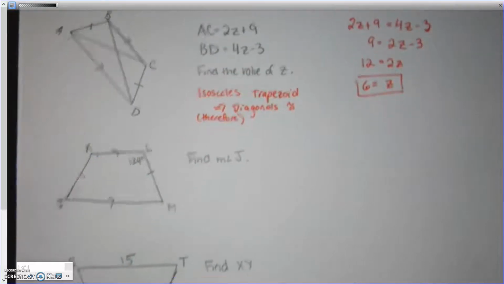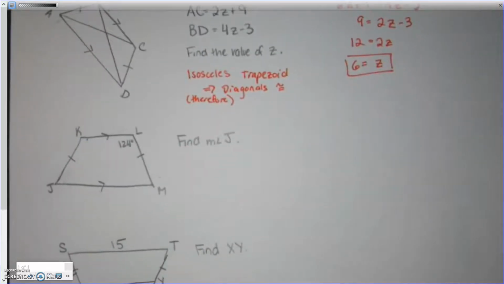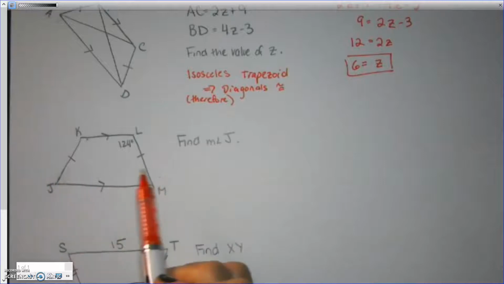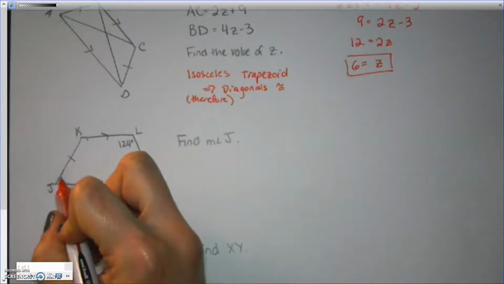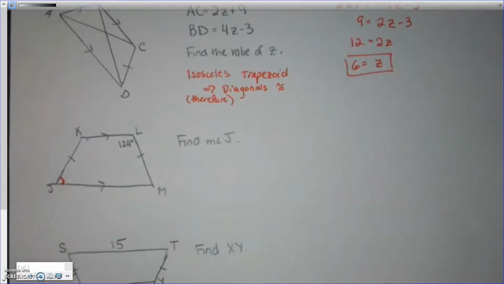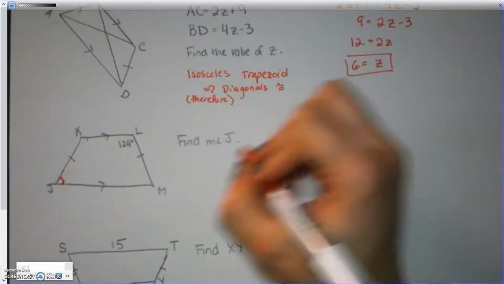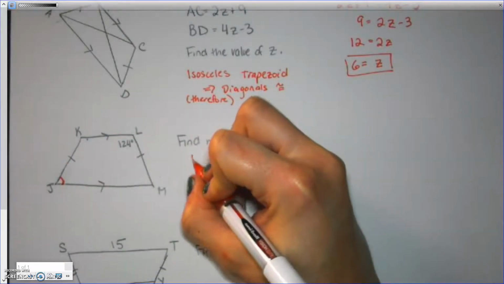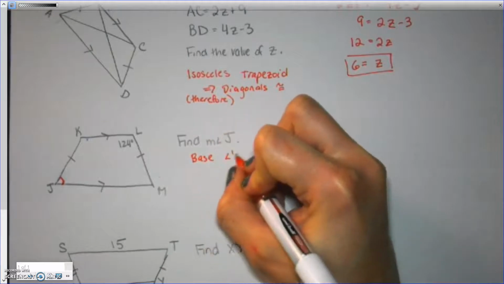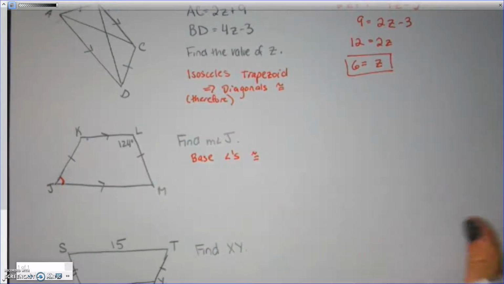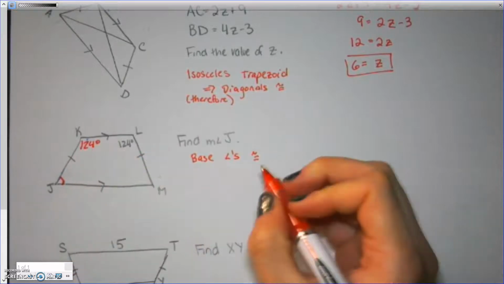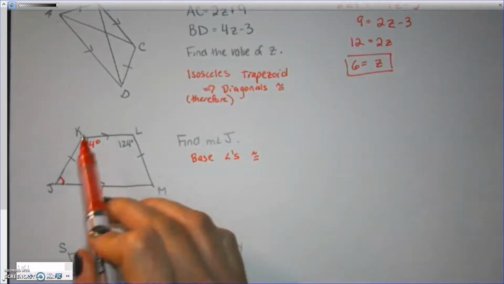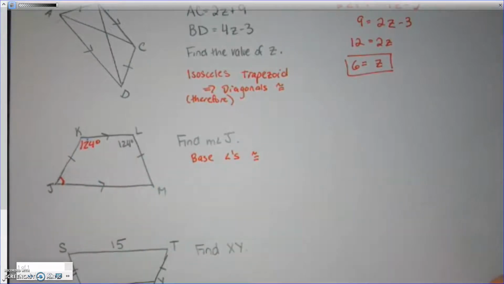In our second problem, we also have an isosceles trapezoid because the two legs are congruent. And they are asking us to find the measure of angle J. Well, because it's isosceles, I know that the base angles are congruent. Therefore, this angle right here is also 124 degrees because angle K and angle L are congruent to each other.